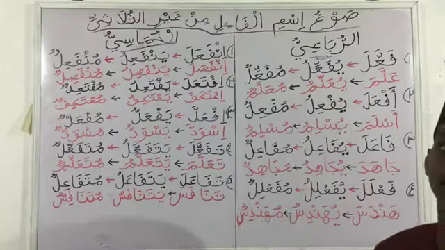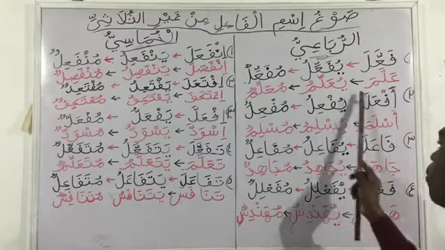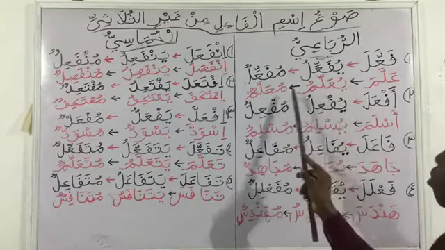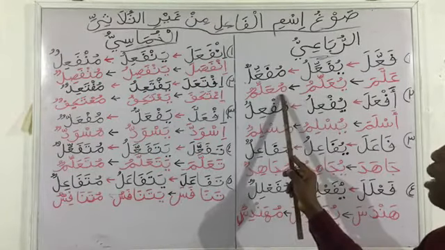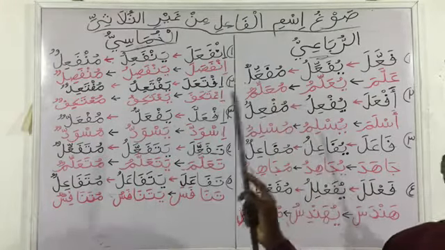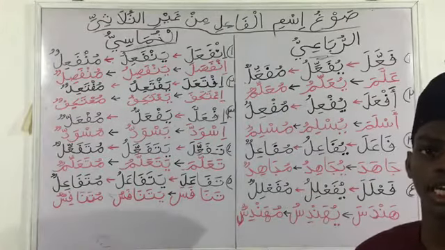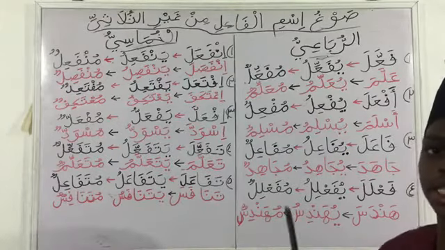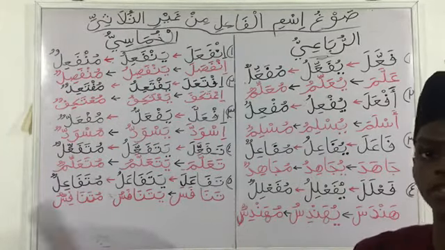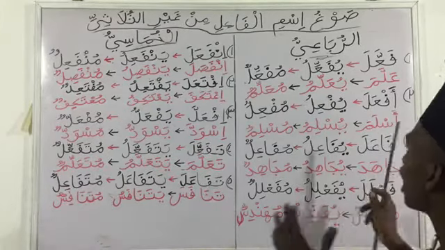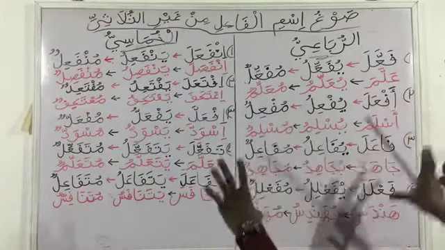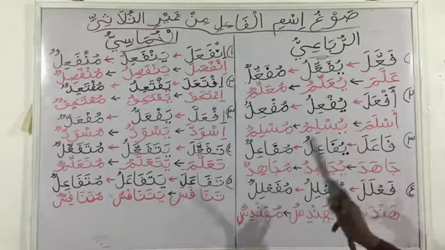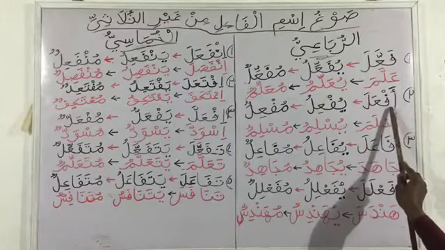Yu'allimu, he is teaching. Then we remove that harf al-mudari and we replace it with a mim, and it becomes what? Mu'allimun, the teacher. That is why we always call our teacher Mu'allim, because he is performing the action of teaching. Similarly, this same method will apply to all of these awzan, all of these different shapes of fi'l al-madi. So let's take the next one.